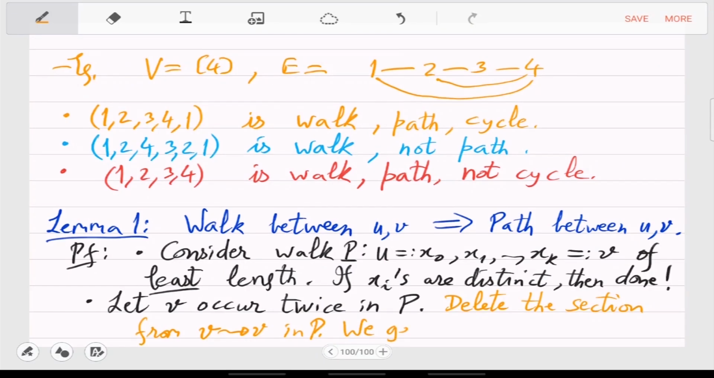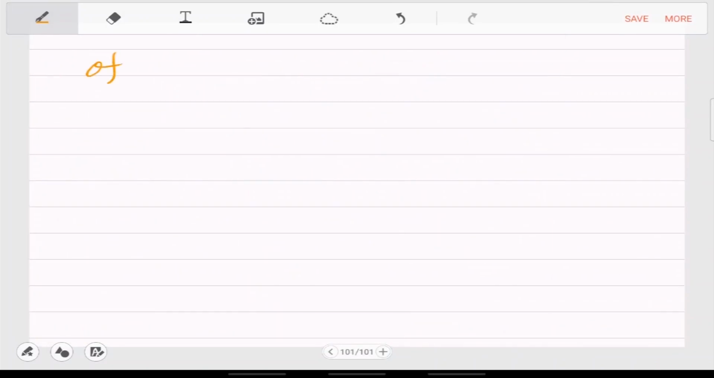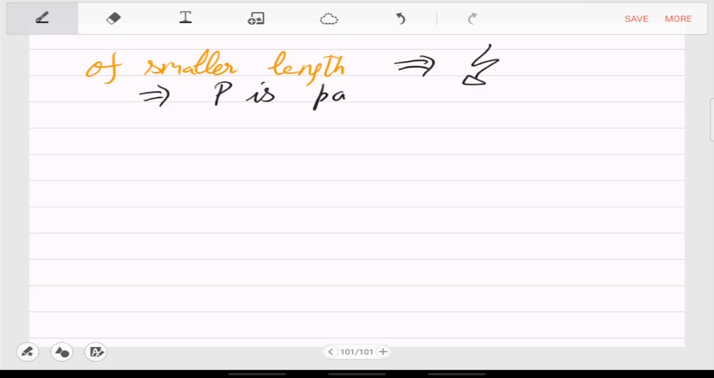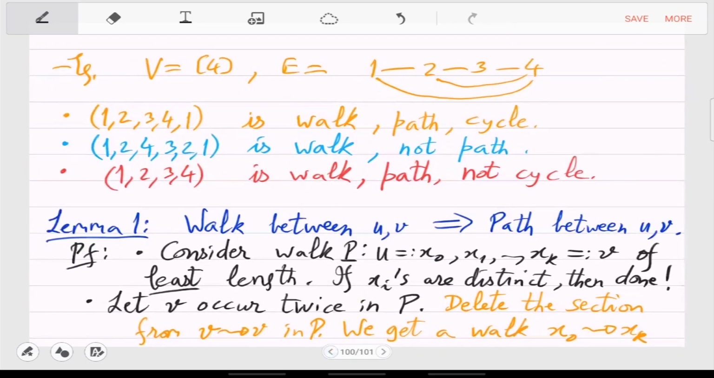So we get a walk from x0 to xk of smaller length. Right, so that is the proof by contradiction. So that's a contradiction, which means that P is already a path to begin with, right? Is this clear? Any questions? So all the proof is doing is that if there is a walk, then it just picks the shortest walk. Okay, the shortest walk is a path. That's all we did.